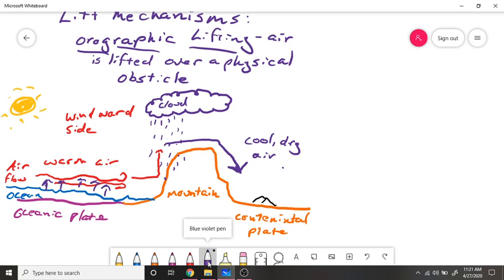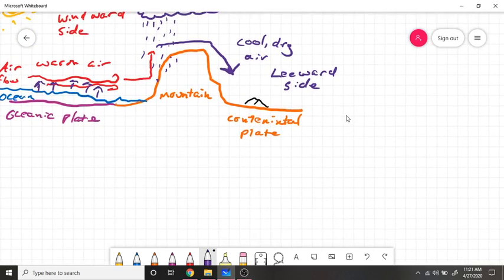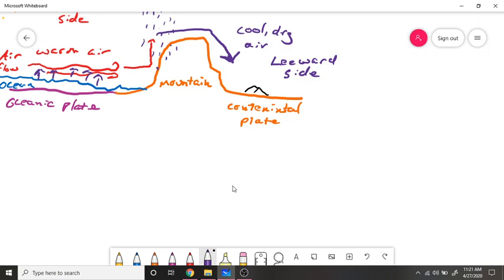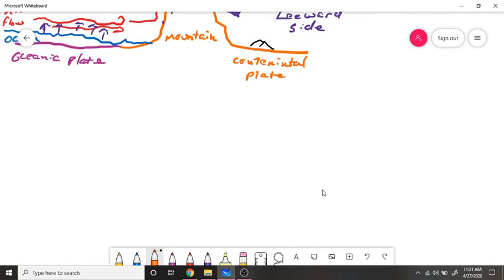On the other side of the mountain, this is called the leeward side. That air comes down the other side of the mountain, and it is now cool and dry. I want you guys to think about, when you're picturing this in your mind's eye, the western part of the United States.